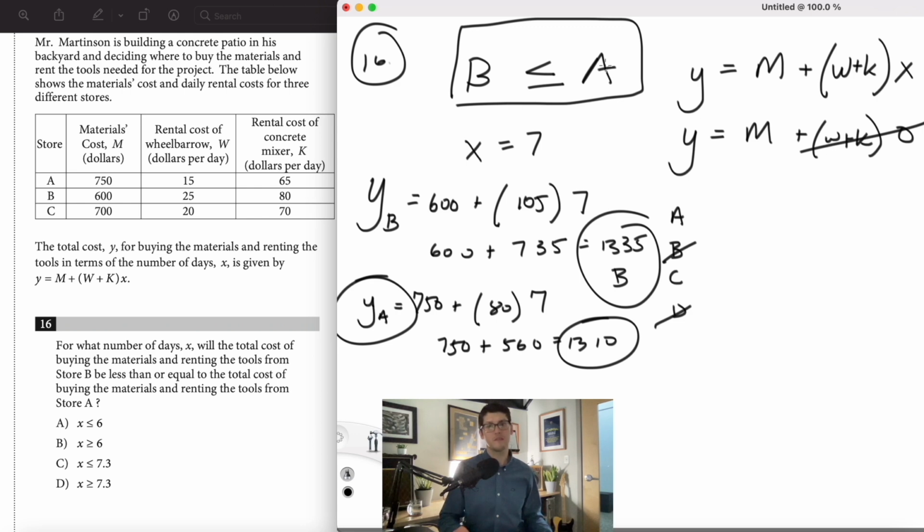So B is not smaller than A at 7. So 7 is not part of our solution set. Answer choice C is out. Answer choice A is right.